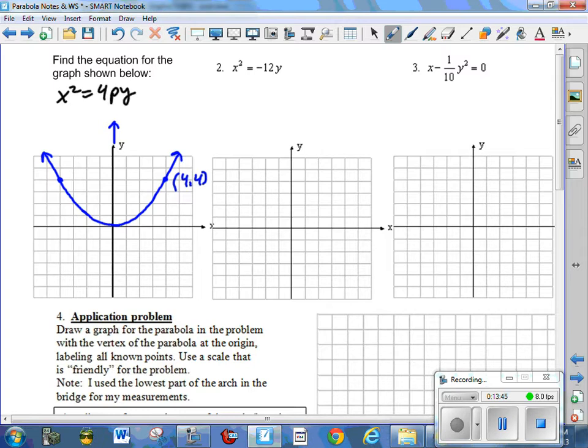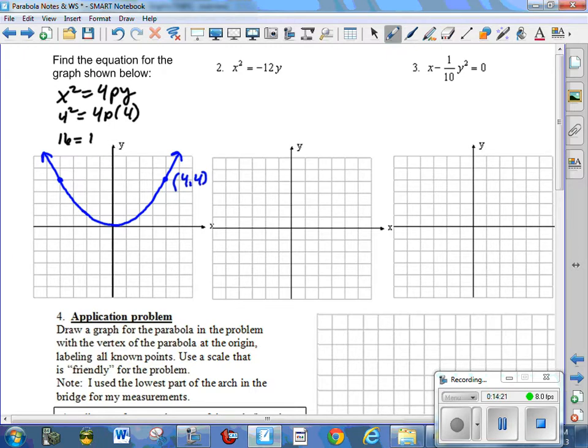Now I don't know the distance p because I don't have a focus drawn on here already. I'm going to erase my little arrow, it's kind of in the way. But I do know a point that's on the graph. If I know that it goes through the point 4, 4, I can put in 4 for x and 4 for y and figure out what 4p has to be. So I'm going to put 4 squared is equal to 4p times 4. So we have 16 is equal to 4p times 4, which means that p has to equal 1.